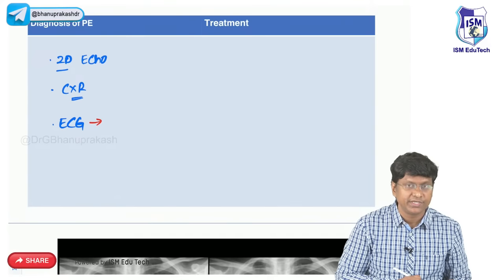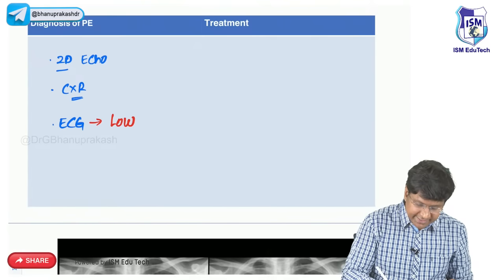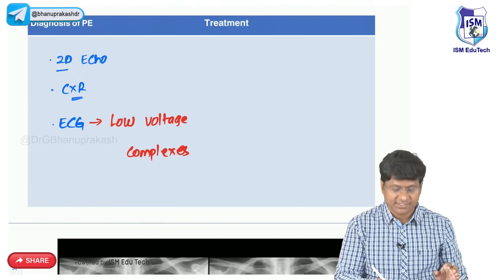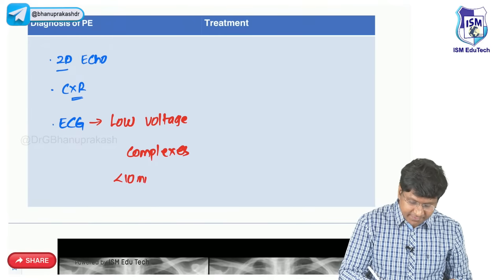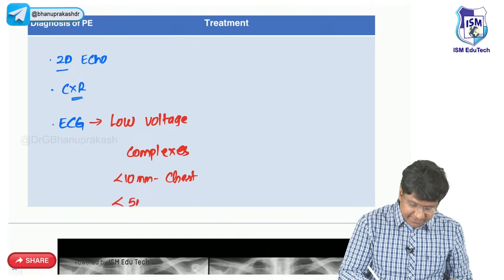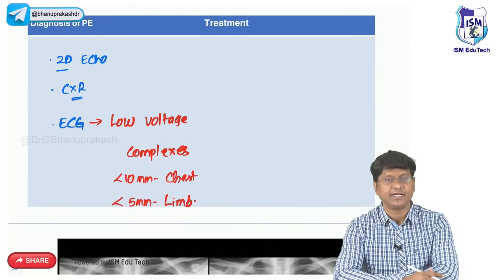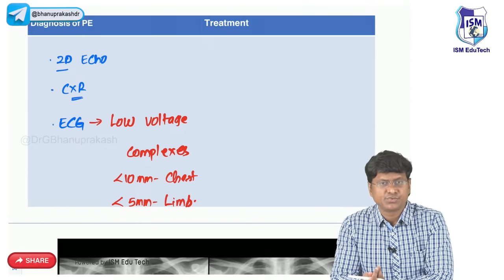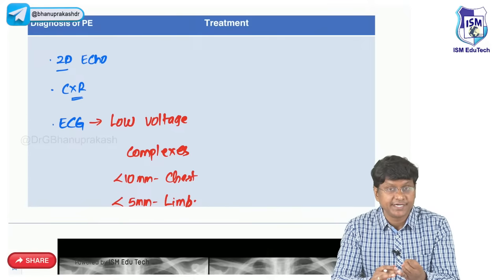What will the ECG show in case of pericardial effusion? That is the presence of low voltage complexes. Now, what do you understand by this term low voltage complexes? That is, if the amplitude of the QRS complexes is less than 10 mm in the chest leads, and less than 5 mm in the limb leads, we call it low voltage complexes. Now, what are all the conditions where you can have low voltage complexes? One is pericardial effusion.